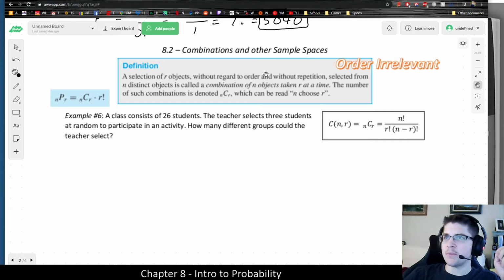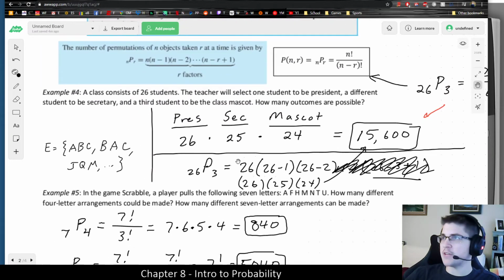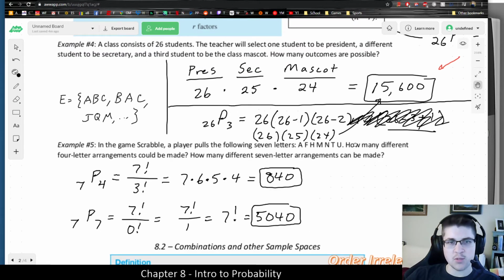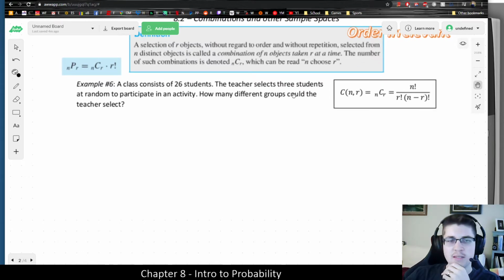So let's look at example number 6. It says a class consists of 26 students. The teacher selects 3 students at random to participate in an activity. How many different groups could the teacher select? So this one is really similar to the example we did in a couple videos ago, which was the class had 26 students, and then the teacher was selecting a secretary, a president, and a mascot, which we already have solved the answer to. But here, they're picking 3 students, and they're not being put into specific positions, which is a little bit different.